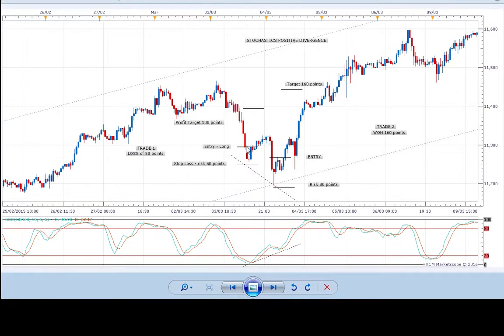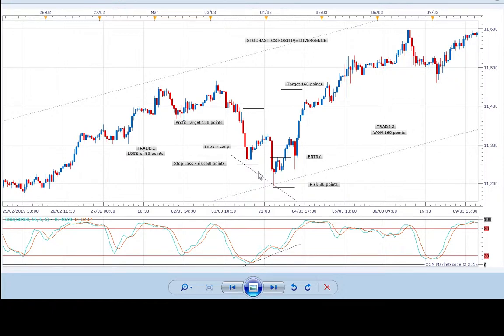Okay, so double that to find your profit target, makes it 100 points up here somewhere. And we want price to go up there to reach our target. Now, it turns out it didn't. We were stopped out on this trade. Price came back, took out our stop loss. We're out of the trade, we lost.